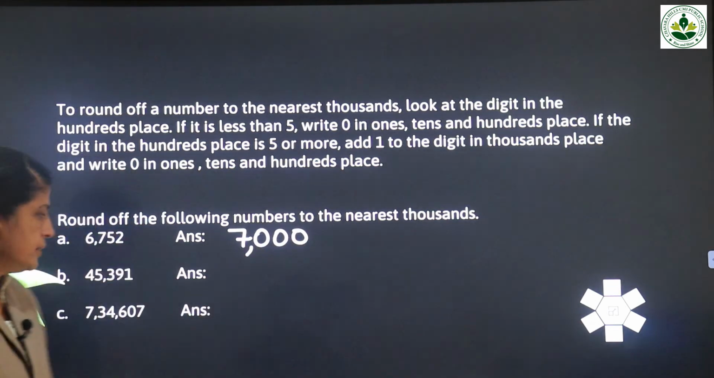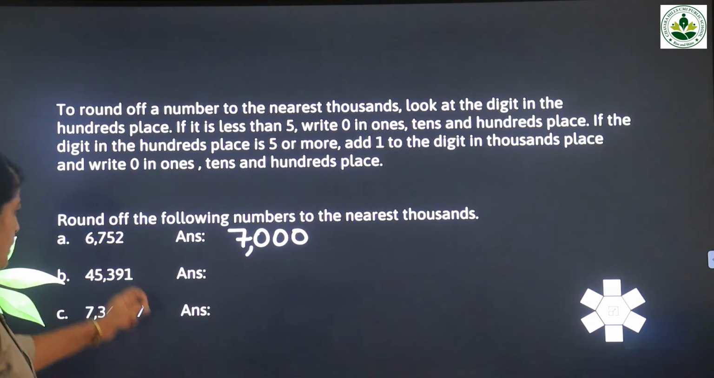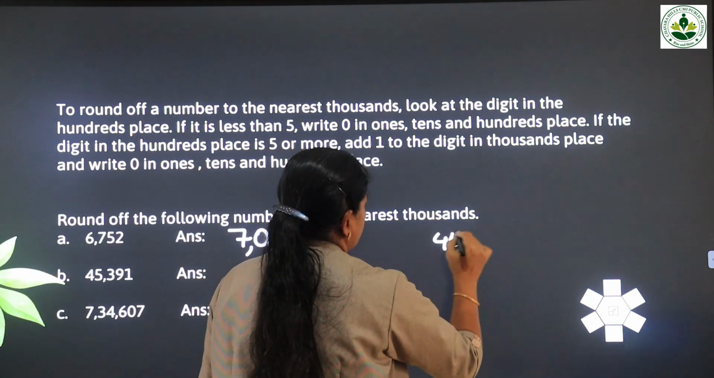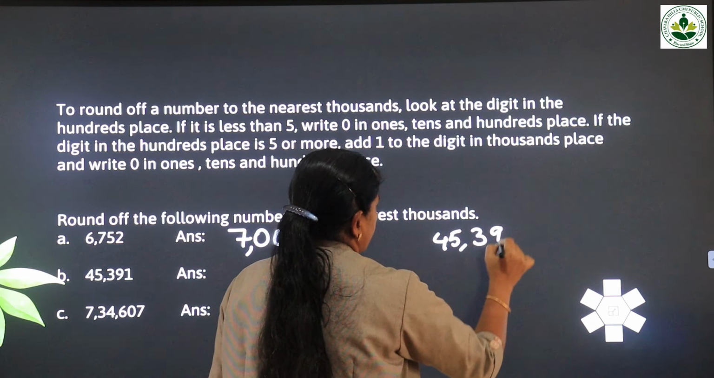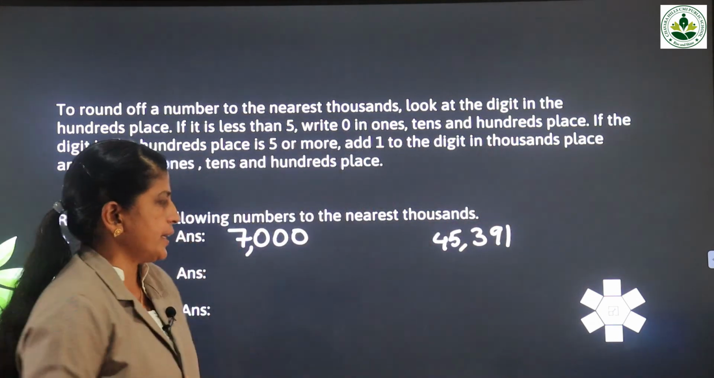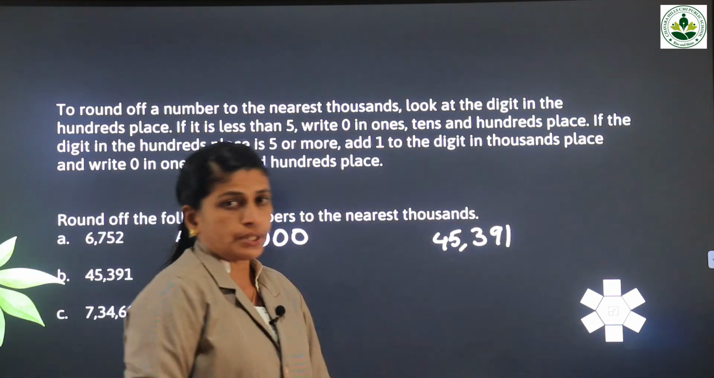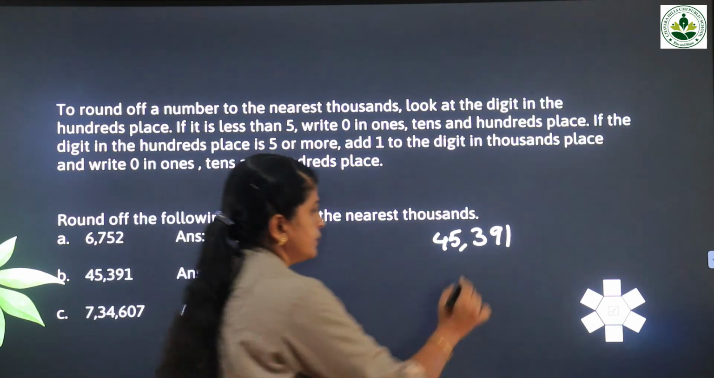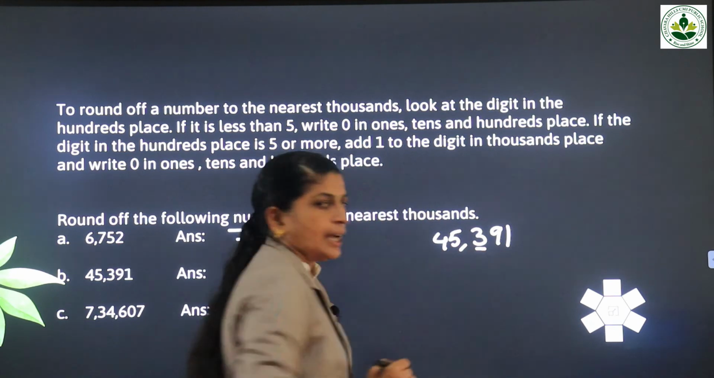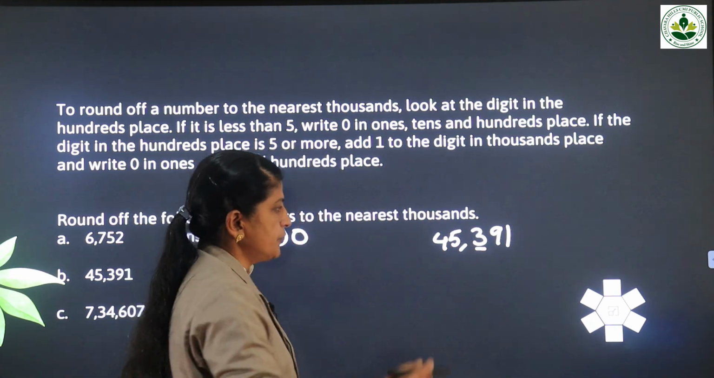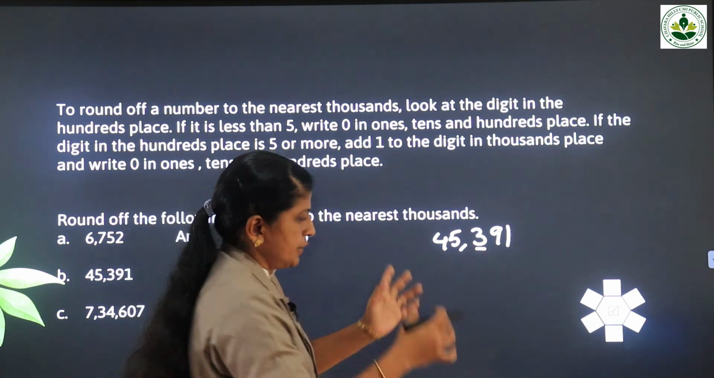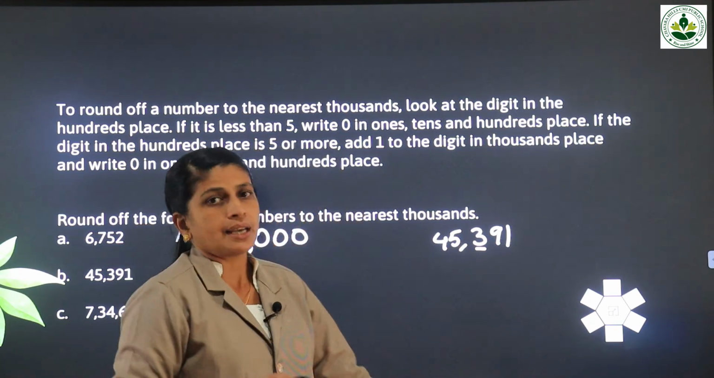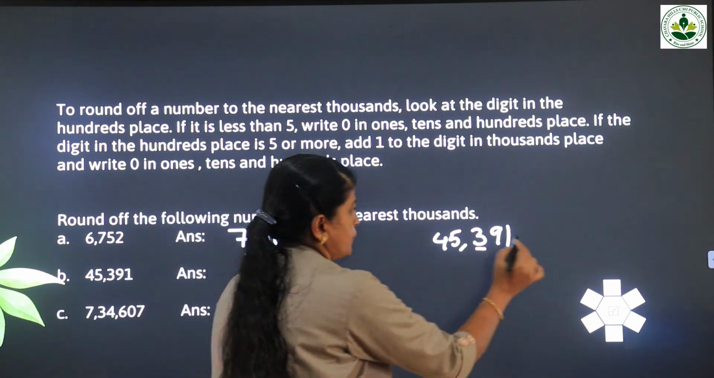Then the next number, 45,391. We need to round off that number to the nearest 1000. Therefore, what is the hundreds place digit in this number? Yes, 3 is the hundreds place digit and it is less than 5. Therefore, no need to add anything. Just put zeros in the hundreds, tens and ones places.